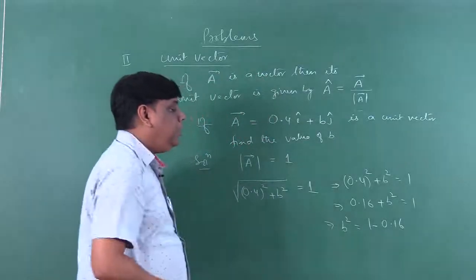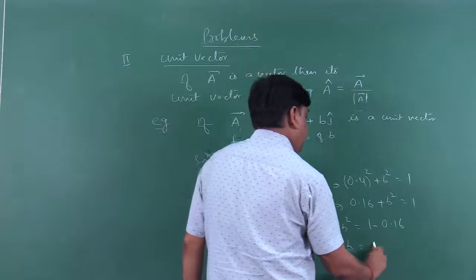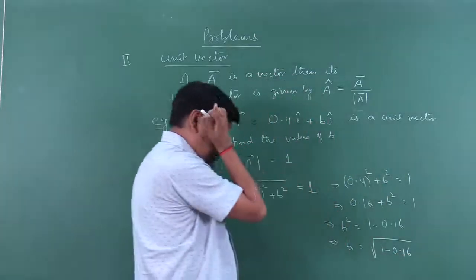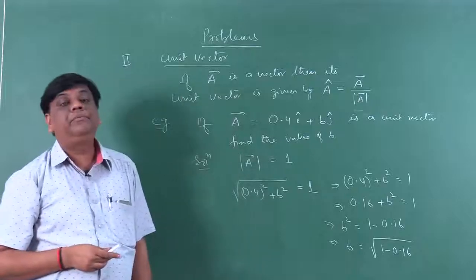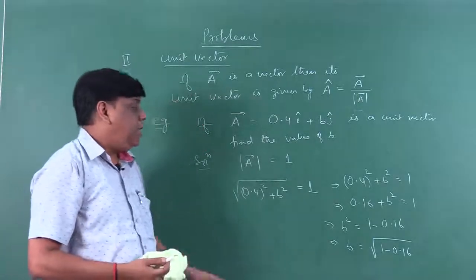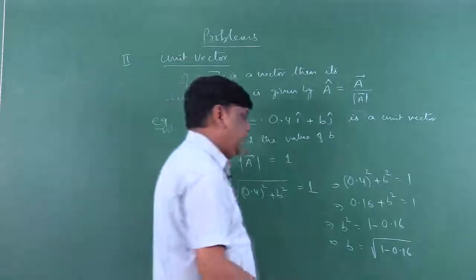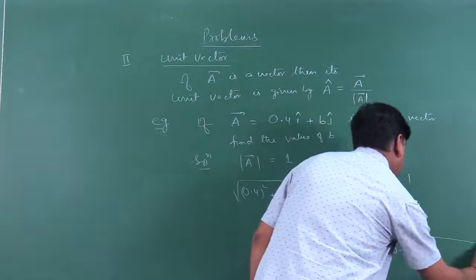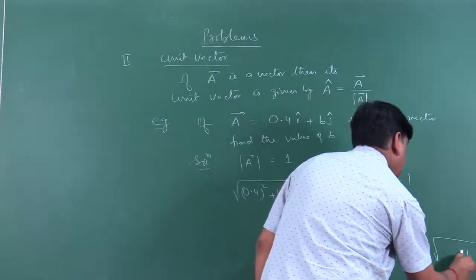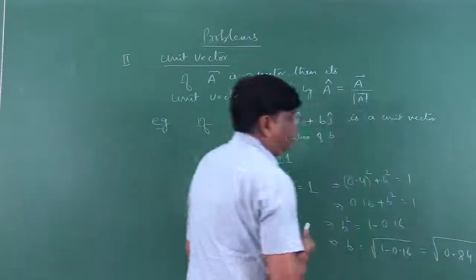Clear. और हम इसका जब रूट ले लेंगे तो we can get the value of b as root of 1 minus 0.16. Clear. So जो आएगा that will be the magnitude of b. Clear. अब अगर ये b का मैग्नीट्यूड निकल गया, कितना आ जाएगा ये, it is equal to 0.84. So this will be the value.